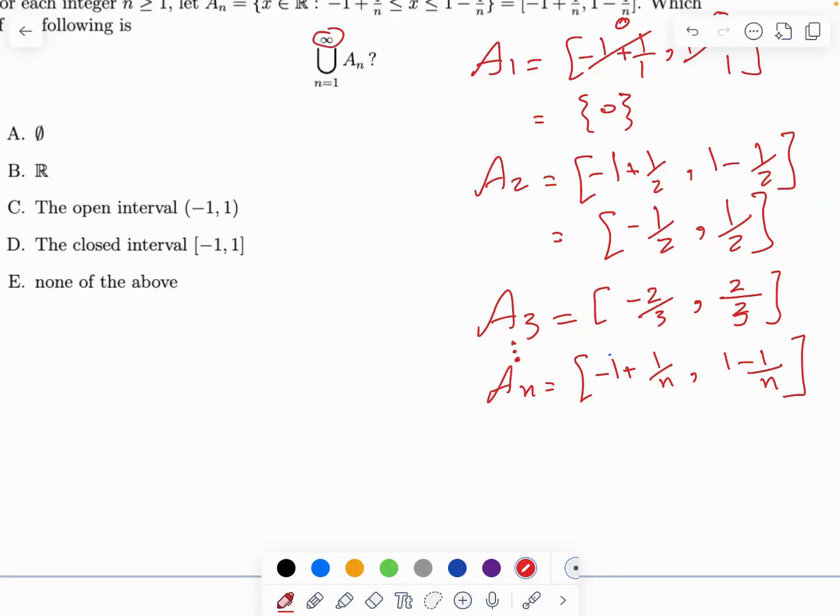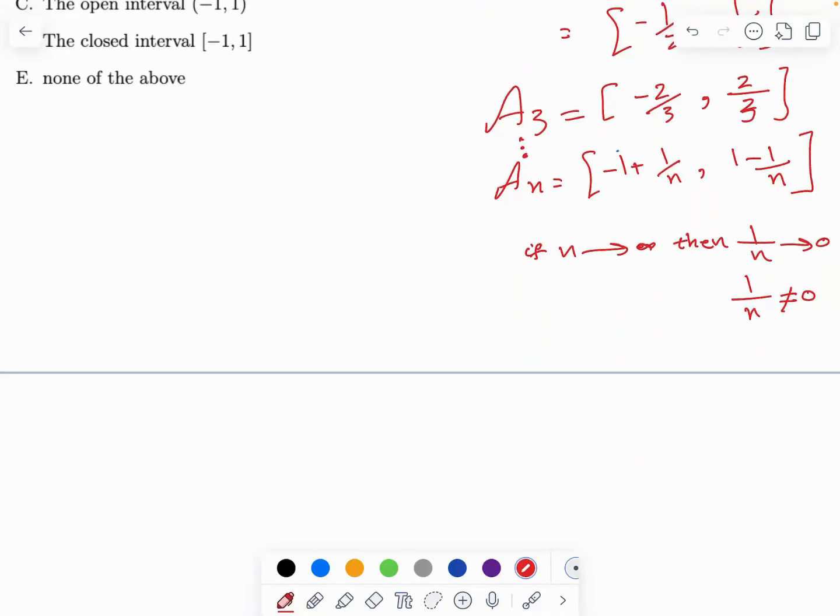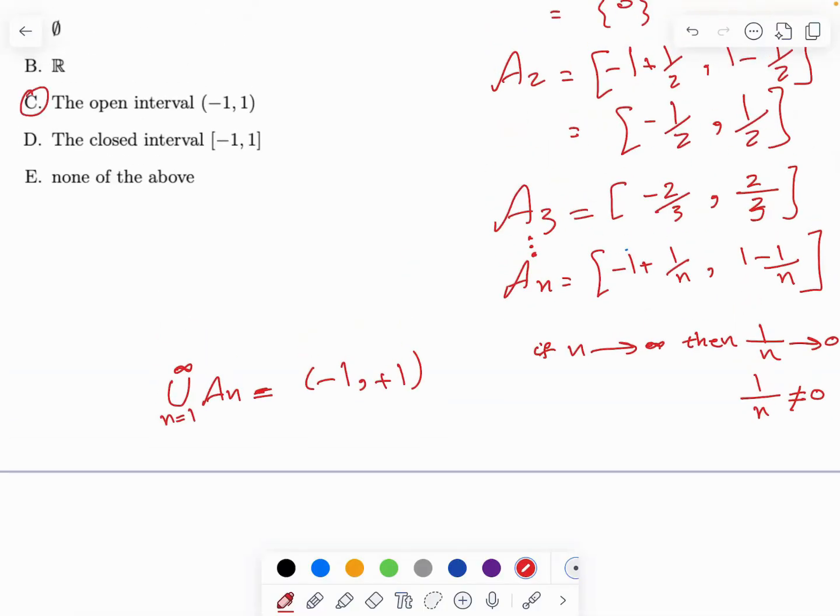So n goes to infinity. If n tends to infinity, then 1 over n tends to 0. But 1 over n is never 0. From here, minus 1 plus 1 over n is not 0. Otherwise, A_n would be minus 1 and 1 with broken bracket. But it's a tiny bit more. So minus 1 will not be included here. So the union of A_n running from 1 to infinity is minus 1 plus 1, yeah, as you said, part C.